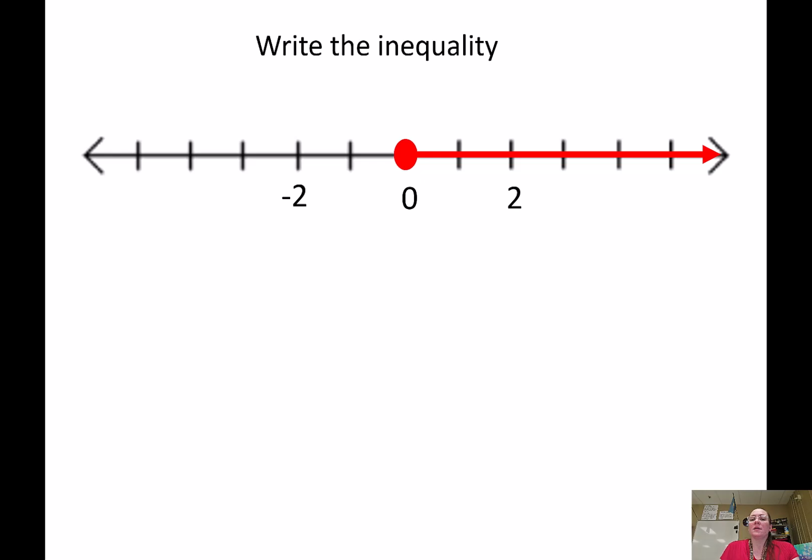Okay? So again, let's look at, am I shading to the left or to the right? Okay, we know that we're shading to the right, so it's got to be greater than. Now, is it equal to? Yes, we have a closed dot. So x is going to be greater than or equal to, in this case, 0, because that's where our dot is at.